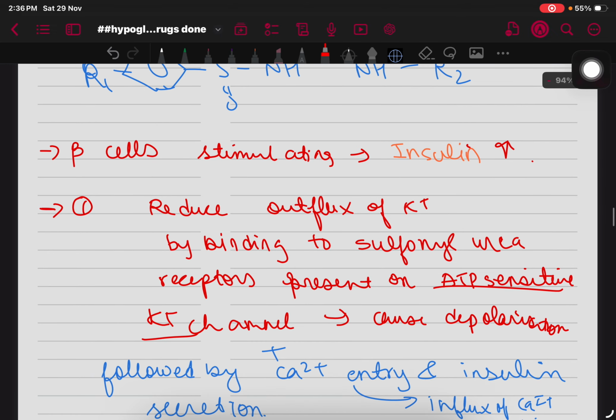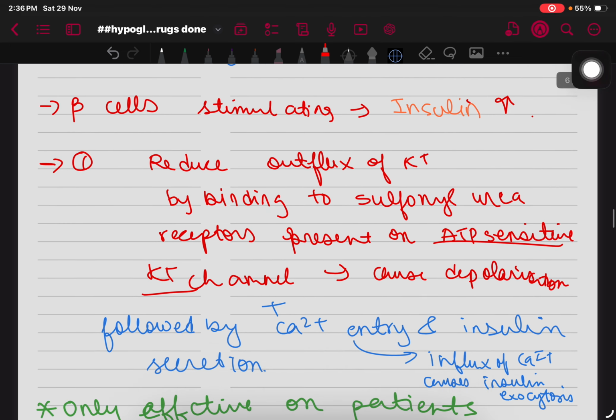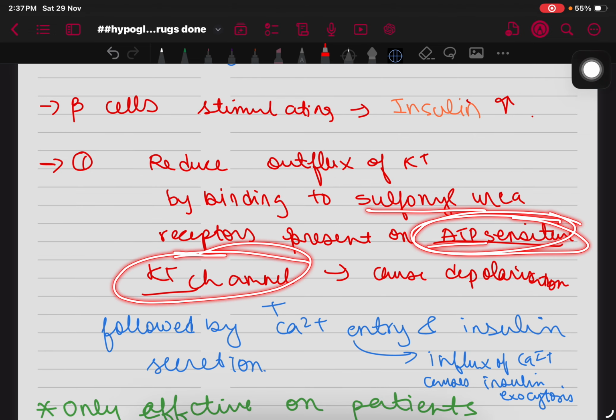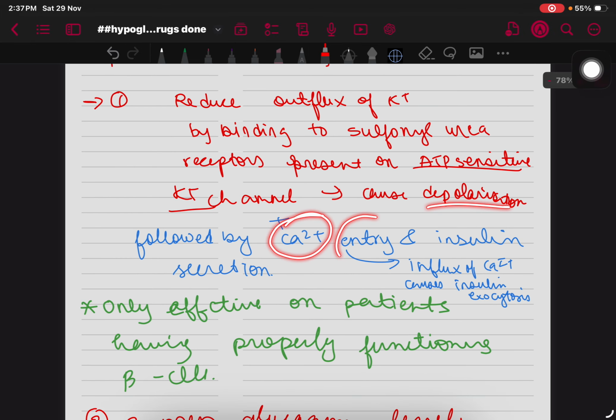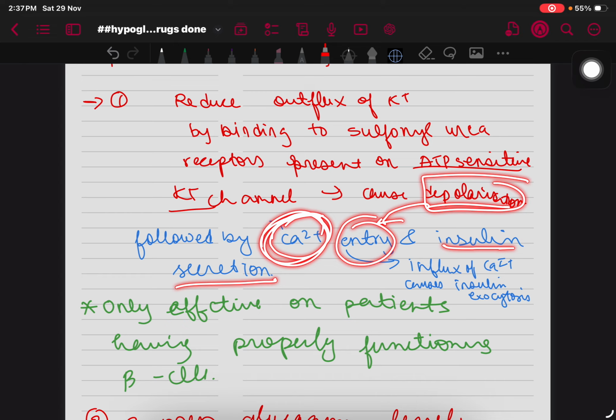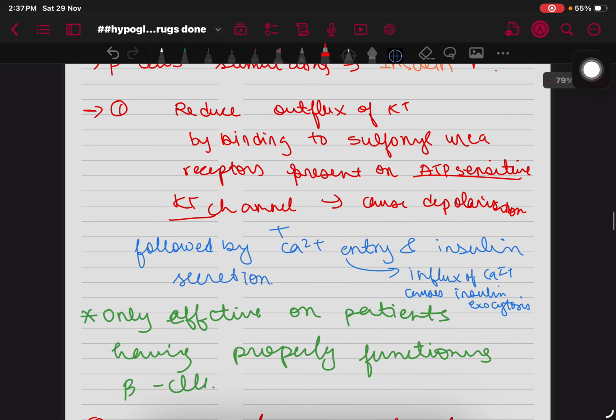These drugs bind to the sulfonylurea receptor present on ATP-sensitive potassium channels and prevent the outflow of potassium, which causes depolarization, followed by calcium entry and insulin secretion. The depolarization will cause the entry of calcium ions. Influx of calcium causes insulin exocytosis.